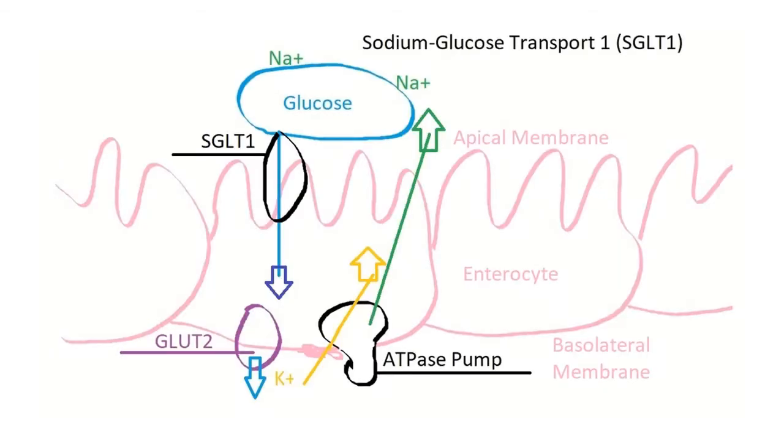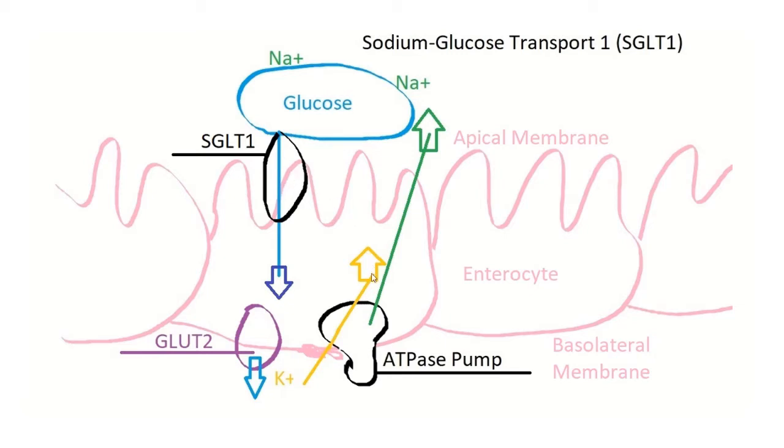The remaining monosaccharides are glucose, galactose, and fructose. Glucose and galactose enter the enterocytes through the apical membrane. This movement is controlled by an active carrier-mediated transport system called sodium-glucose transport 1.